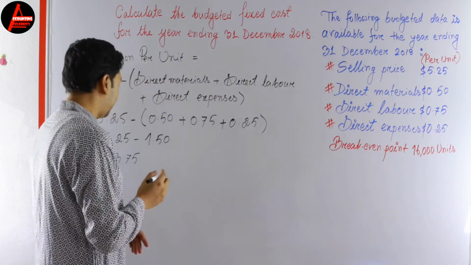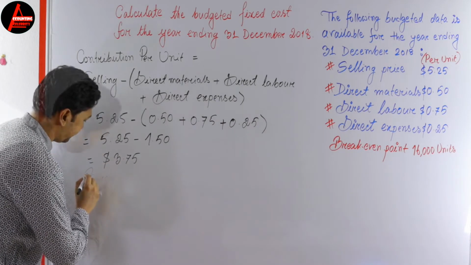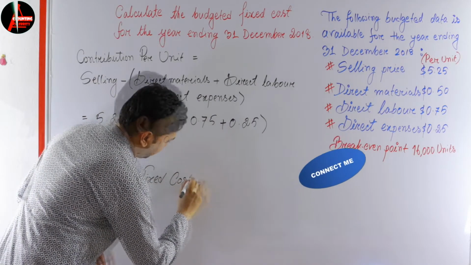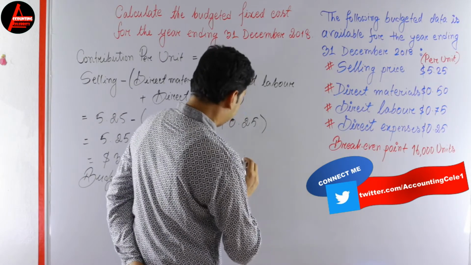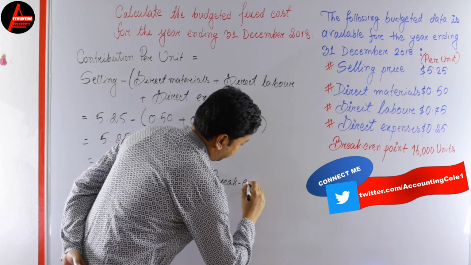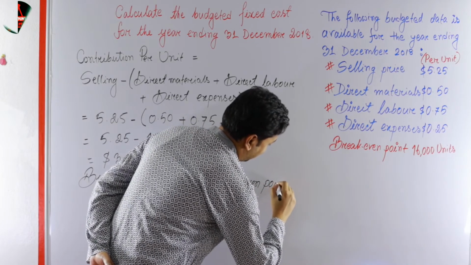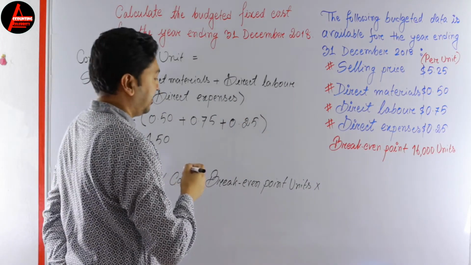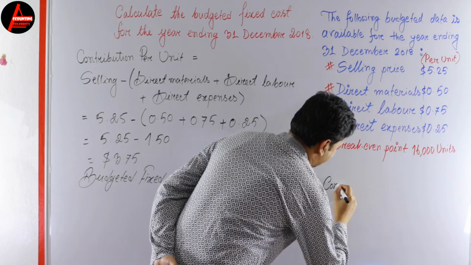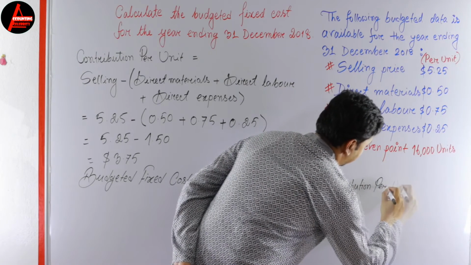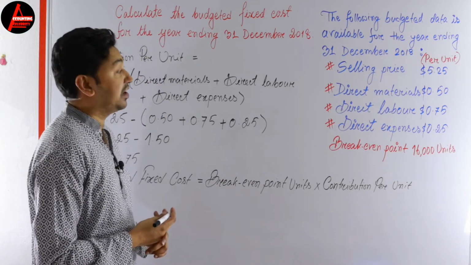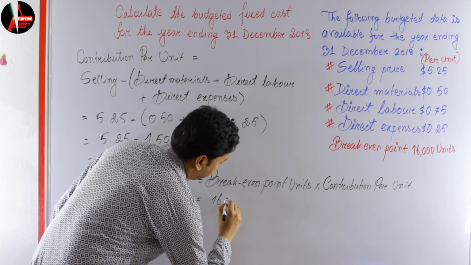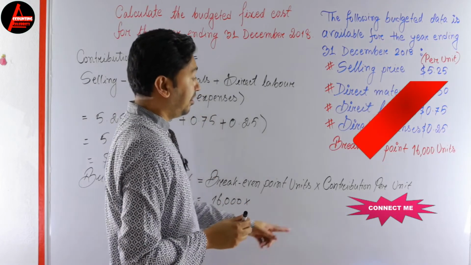Yeah, so we know budgeted fixed cost equal to break-even point units multiplied by contribution per unit. Okay, so let us write here contribution per unit. Okay, so here in the question already we have the break-even point unit, which is 16,000 units. So let us write here 16,000 units, okay, multiplied by contribution per unit.